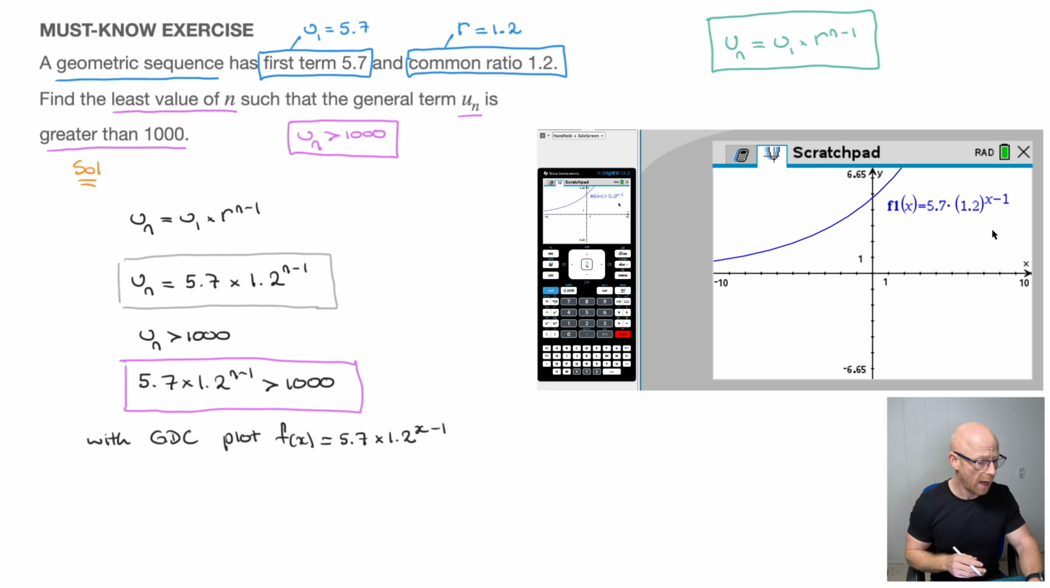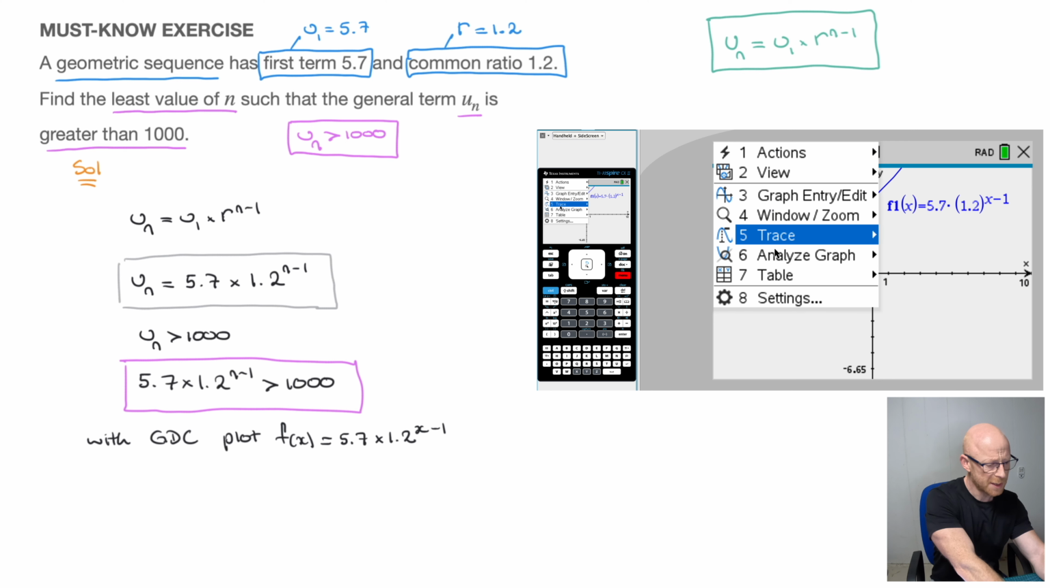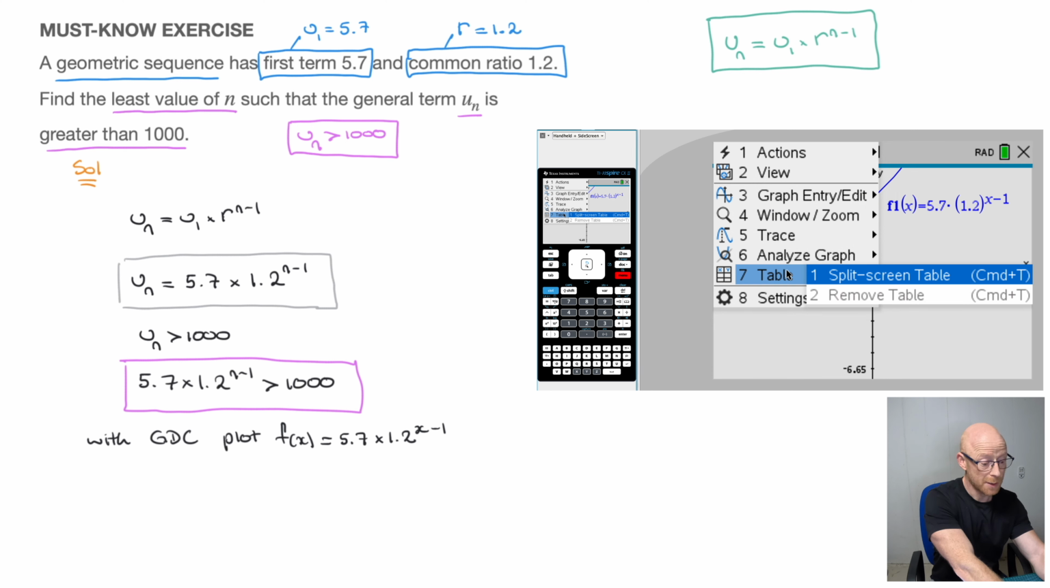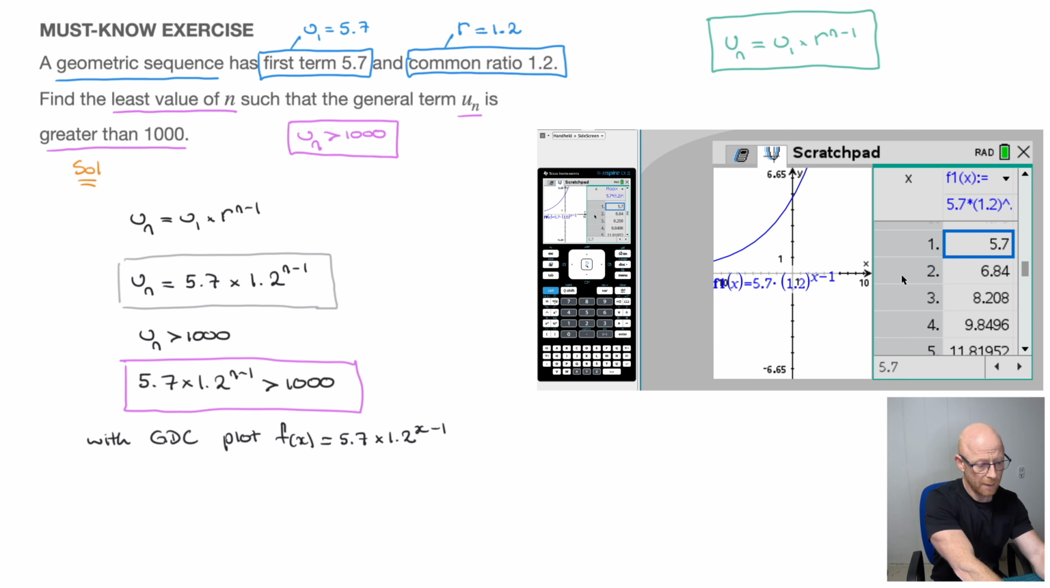Now that that's done though, I need to get to the table of values on this calculator. And this calculator is the TI Nspire CX, but regardless of the calculator you use, the method will be similar. Here though, to find the table of values, I go ahead and click on Menu, followed by the 7th option, Table. And I can see there's only one real option to choose from here, and that's Split Screen Table, so I click on that. Now I can see that my screen has been split in two. On the left-hand side I have the curve, or the graph, and on the right-hand side I have a table of values. And in this table of values, the first column represents the various values of x.